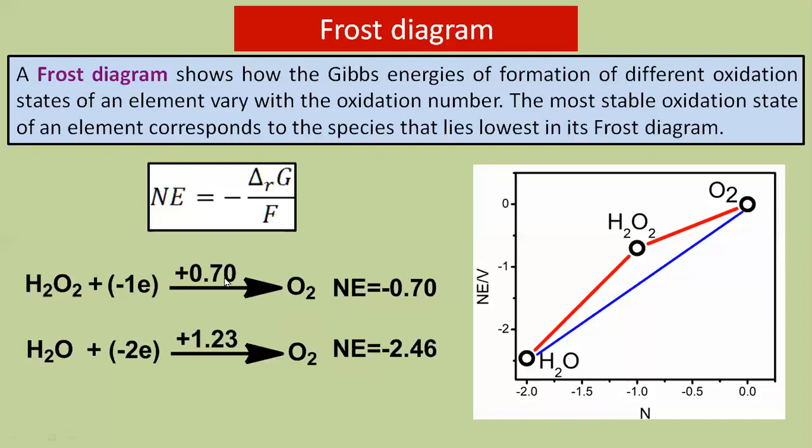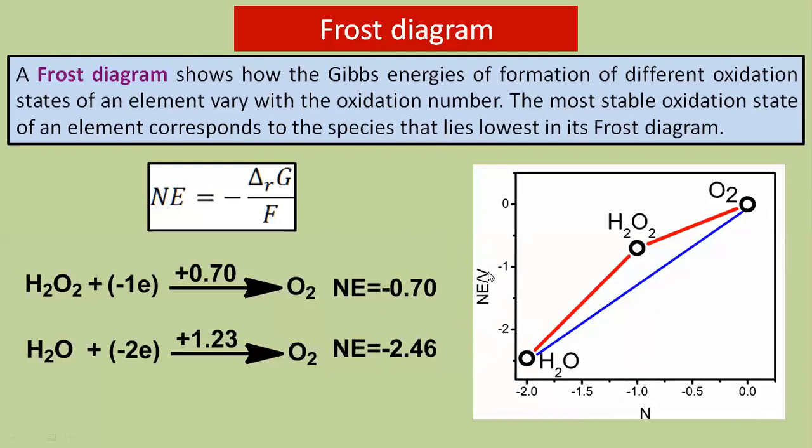E is 0.70, and N is minus 2, so if you multiply by 1.23, you'll get minus 2.46. Okay. Now, once this is done, you need to plot the graph where on the x-axis you have the oxidation state, and on the y-axis you have the N E values. So x-axis is oxidation number, y-axis is N E value.